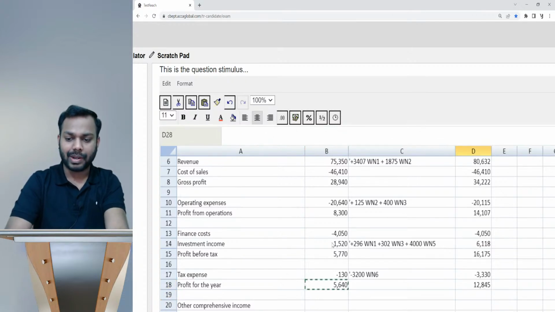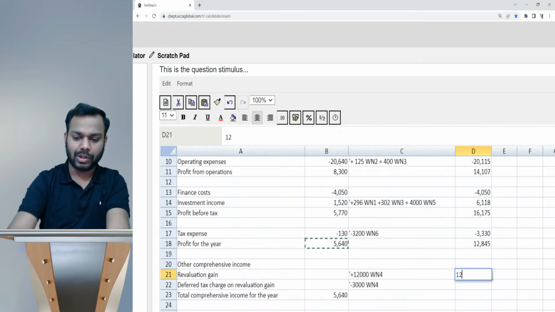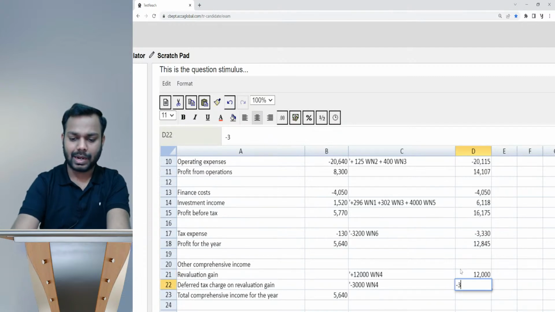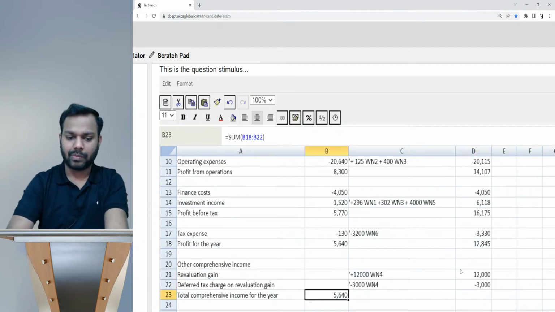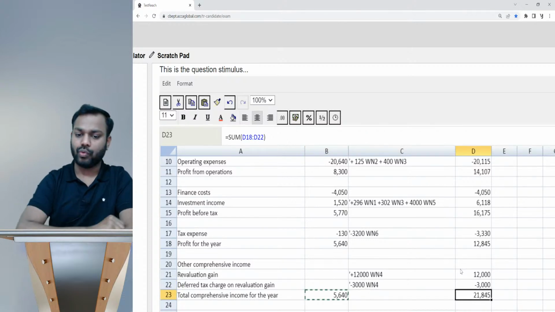Now what is my other comprehensive income? That is 12,000, and that is negative 3,000, right? Now my total comprehensive income is this much. That is 21,845.